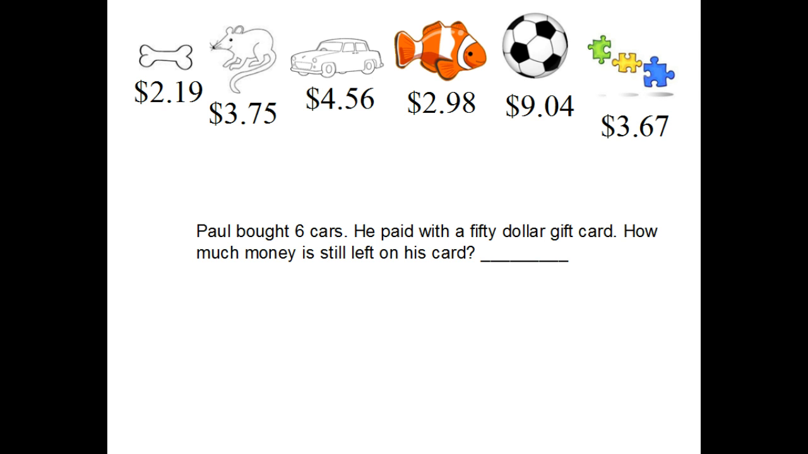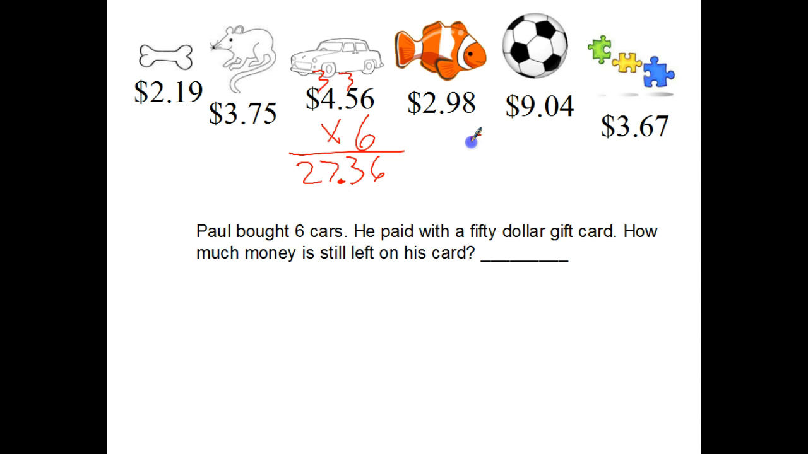Paul bought 6 cars, paid with a $50 gift card. How much money is still on his card? Find out how much he spent. So 6 times 4, 56. I got 36. Times 5 is 30, plus 3 is 33. 24, 27. Put my decimal point in. He spent $27.36.